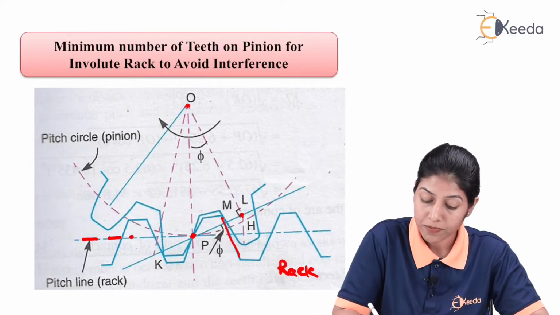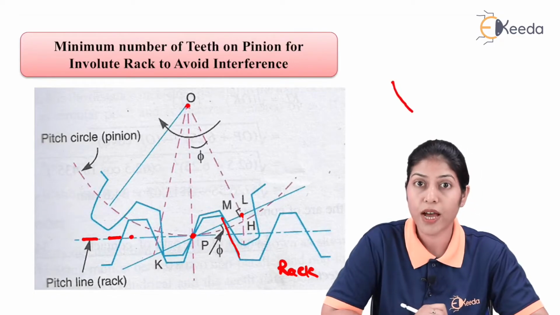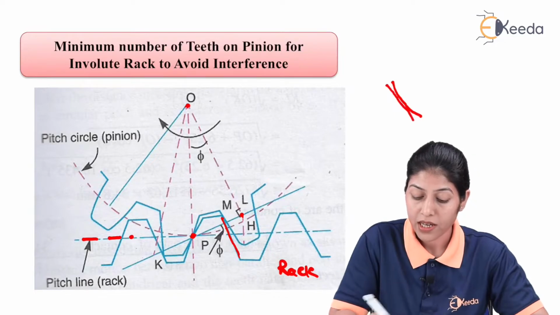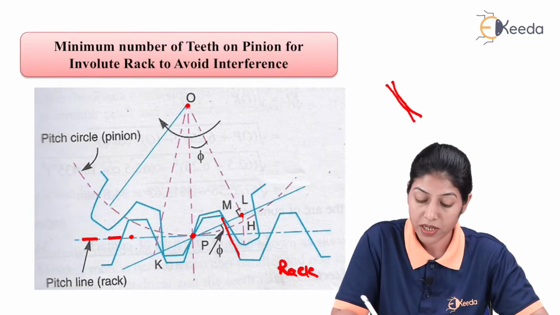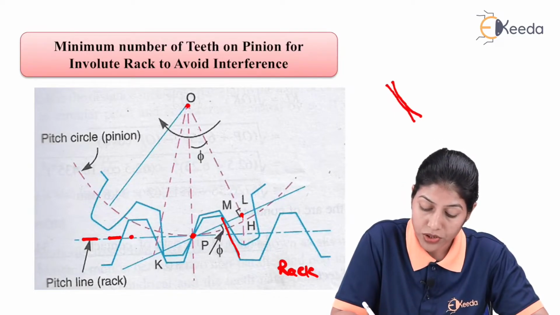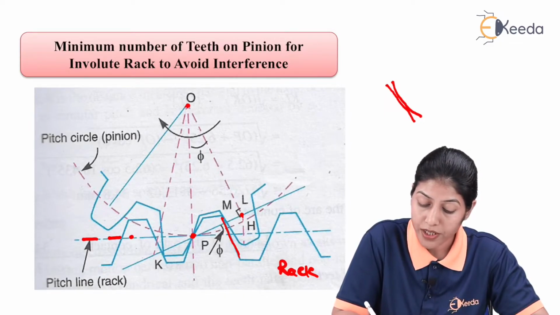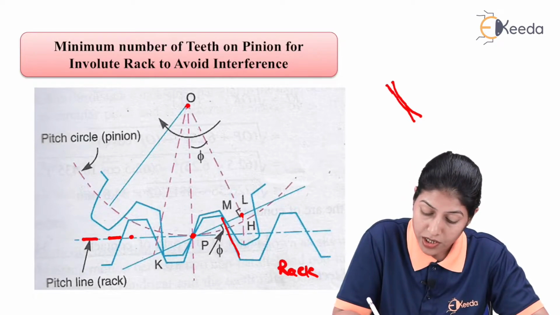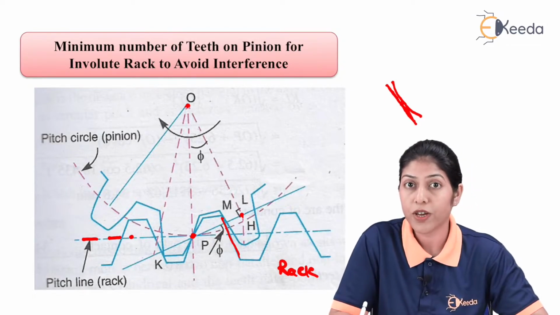So in that case, if this is the profile of the pinion, the straight profile of the rack will be in contact with the profile of the pinion. So this straight profile of the tooth of the rack will be tangent to the involute profile of the pinion. Here this particular tangent passes through one particular point on the involute profile of the pinion.